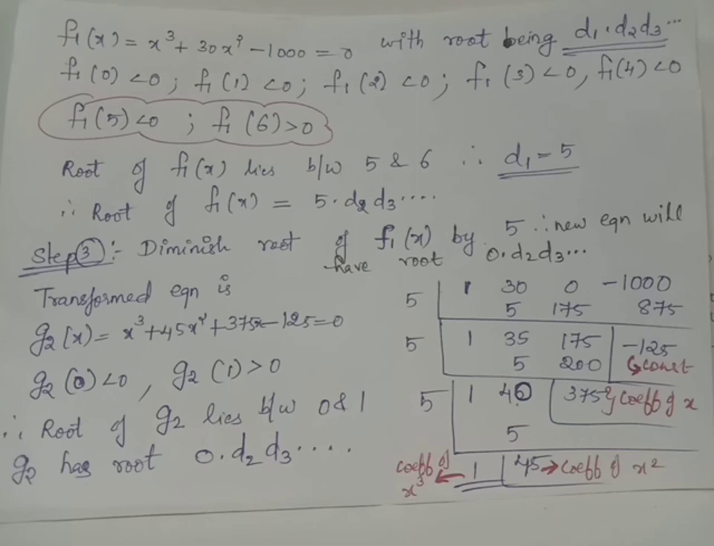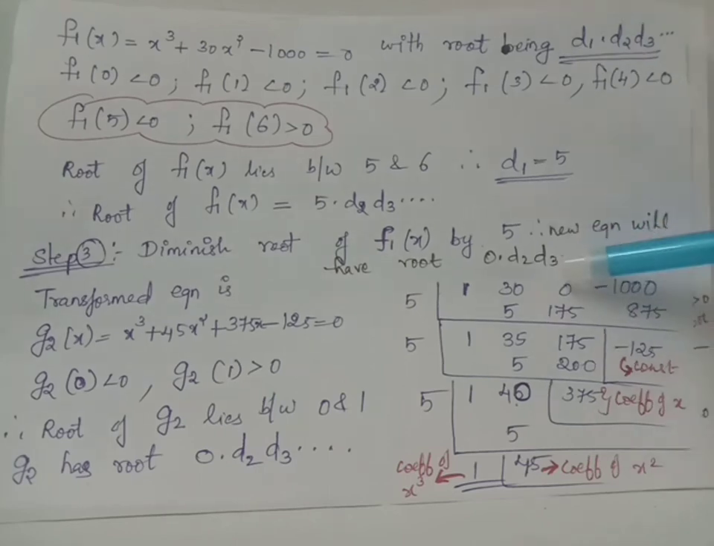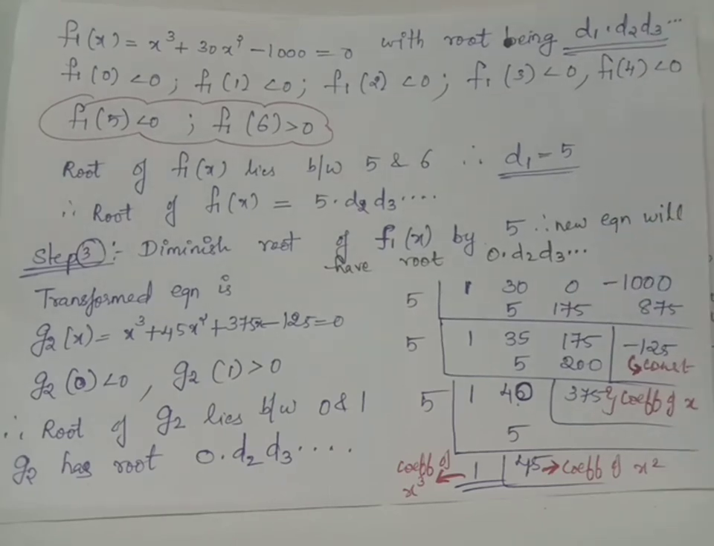Now we have identified root of f1 of x will be of the form 5 point d2, d3, etc. Now our intention will be to find out d2. For this purpose, we have to make d2 as the integral part. Before that, we have to diminish the roots of f1 of x by 5 so that we will get a new equation with the root 0 point d2, d3, etc. When this root is multiplied using 10, it will become of the form d2 point d3, d4, etc. Once d2 becomes the integral part, again we will adopt this same procedure to identify the value of d2.